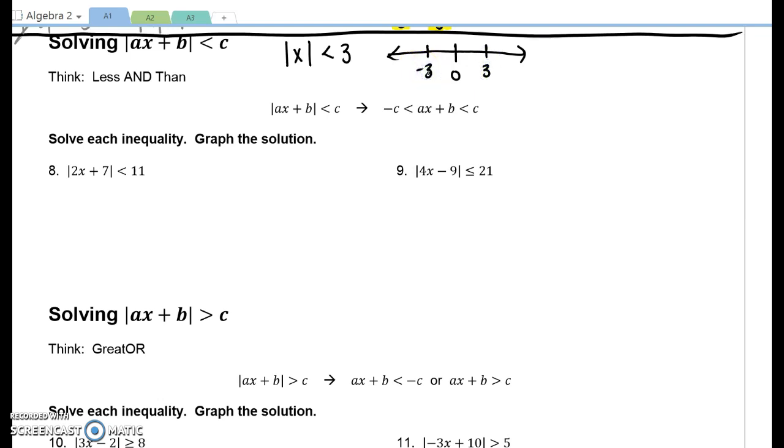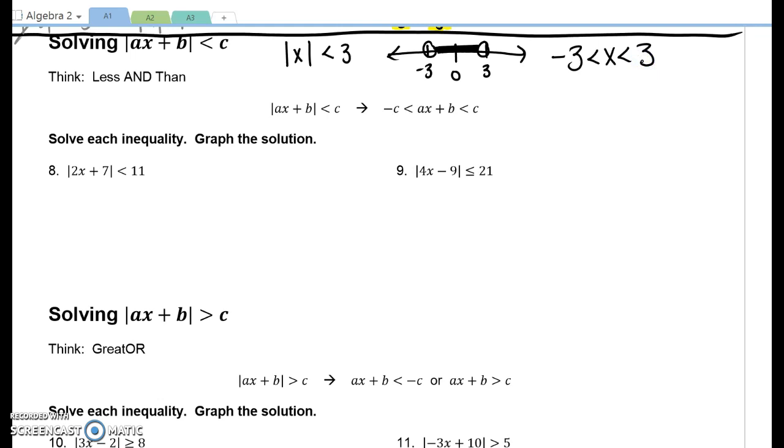If we want to be less than 3 units from 0, we would want to be any of these numbers, like 2, 1, 0, -1, -2, any of the decimals in that range. This means that when we have absolute value is less than, it's an and compound inequality. It is -3 is less than x is less than 3.